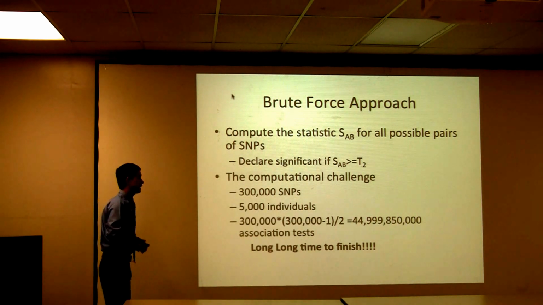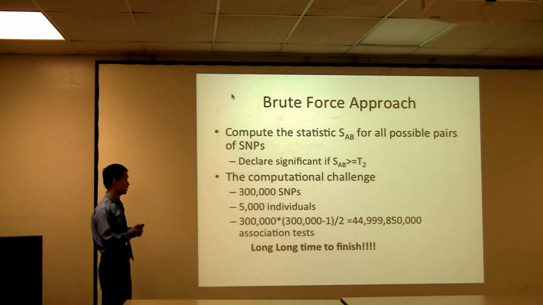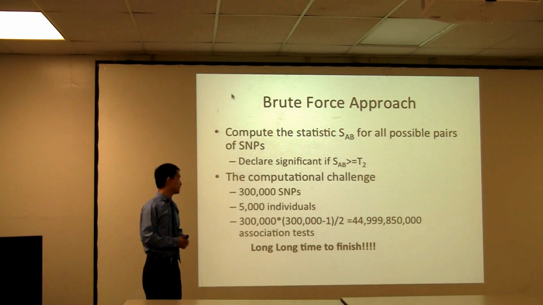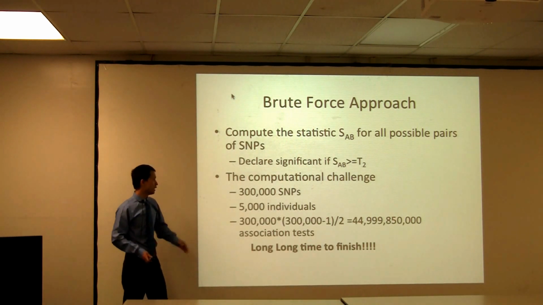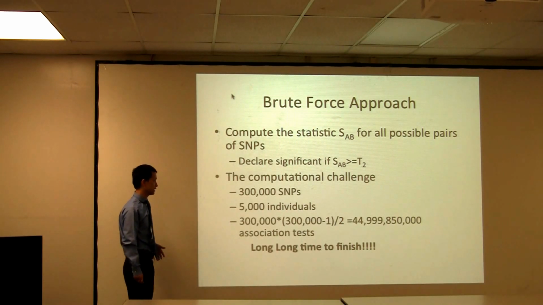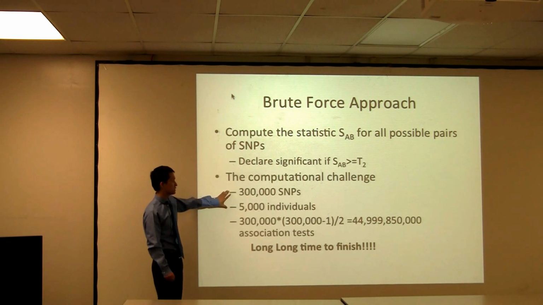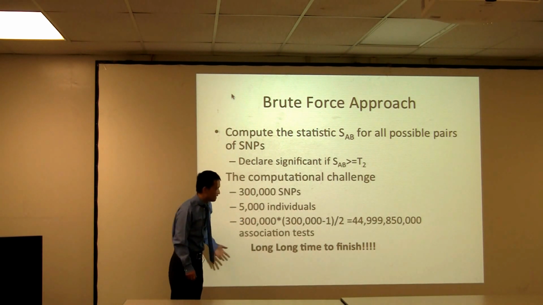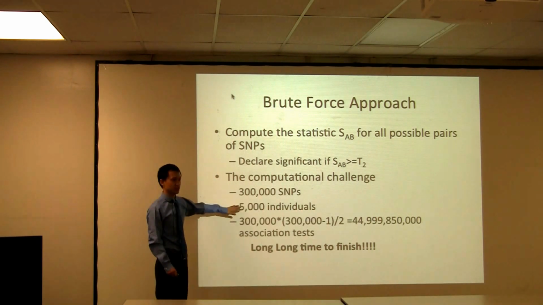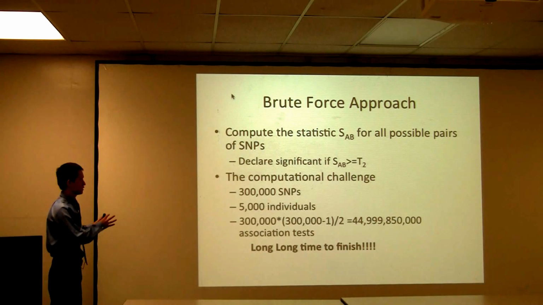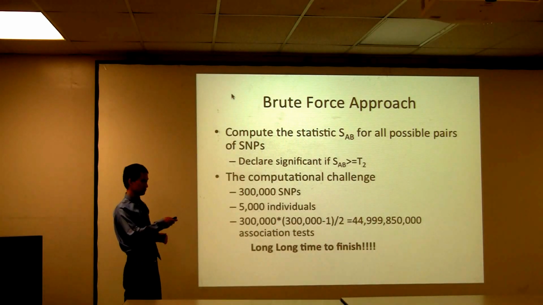However, this method has a great computational challenge because for the current GWAS study, it's common that we collect genotypes on 300,000 SNPs for 5,000 individuals. This is a normal size. And even in this normal size data set, we have to conduct 45 billion tests for these 5,000 individuals. This will take a really long time to finish. And the size of the data set is even growing.